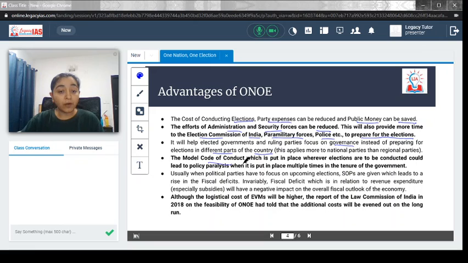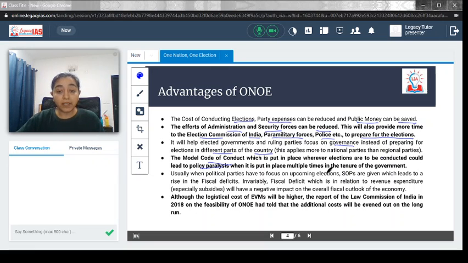The model code of conduct basically means that whenever there is an election, the candidate should not promise anything, and there should not be any incentivizing schemes announced. This model code of conduct gets implemented before the election, whenever elections are to be conducted, and would lead to policy paralysis. Now you cannot have a scheme which could be seen as breaking the model code of conduct. It means that it will eventually lead to policy paralysis. No new scheme is coming up, nothing is going forward. Such things triggered by the model code of conduct could be reduced or stopped when there is only one election every 5 years.